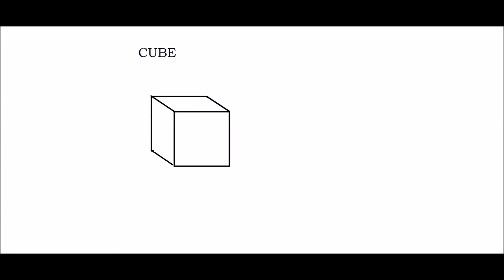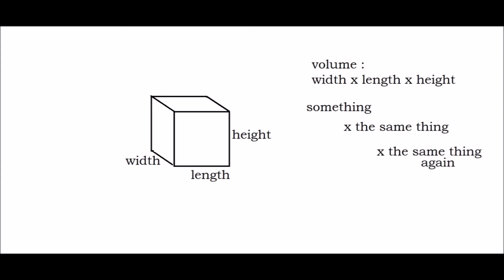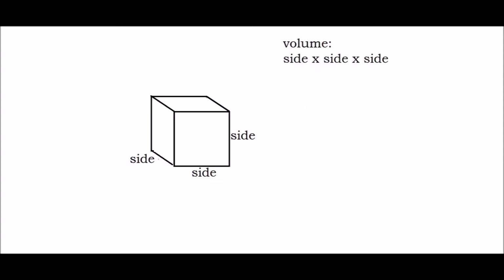This is a cube. A cube is special as in its width, length, and height are the same size. So to find the volume of a cuboid, it's width times length times height. For a cube, it's going to be something times the same thing times the same thing again. Or we can say that the volume is side times side times side.